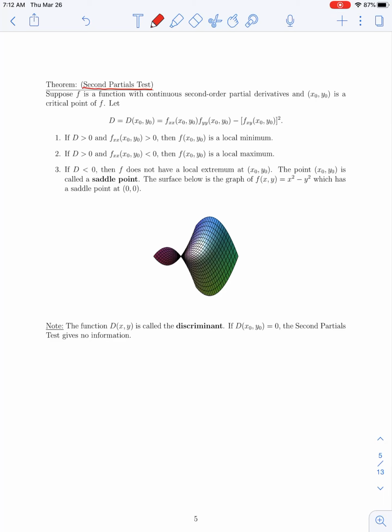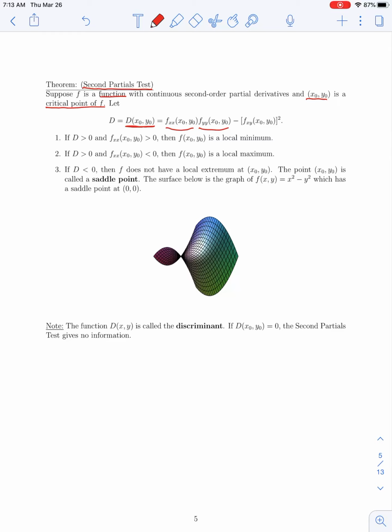And this method is called the second partials test, or sometimes the second partial derivative test. So let's review what it says. It says if we have a function f which has continuous second order partial derivatives, and x naught y naught is a critical point of that function, then we will define capital D to be the value of some function D at the critical point x naught y naught.